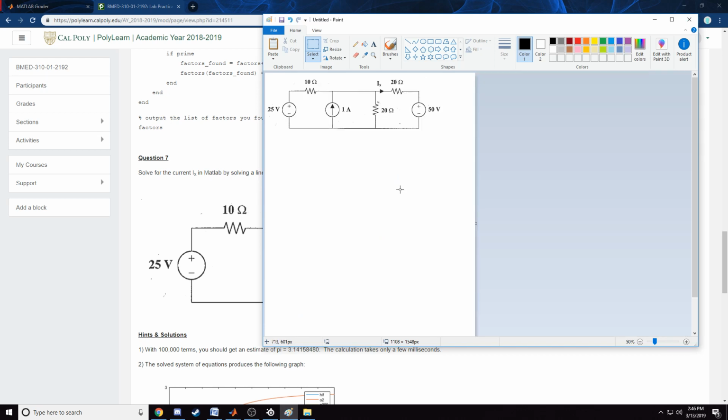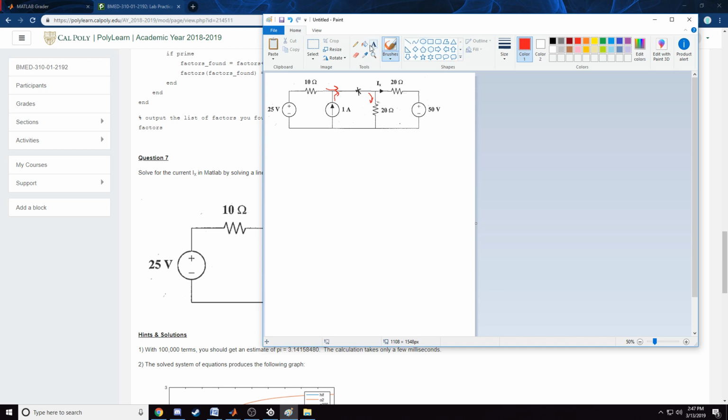Okay, so let's solve this. What we're going to do is we need to solve this problem for Ix. And what we really want to do is solve it for Ix using a system of equations. And we're going to do that by doing some current analysis at this node right here. So we're going to assume some current directions. Let's assume this is going on, this is going on, this is going on, and then finally Ix is here.